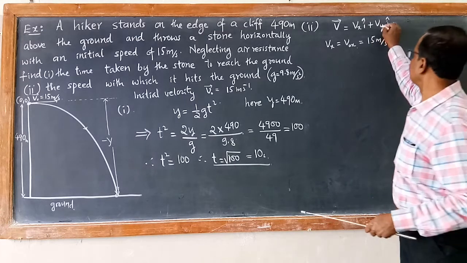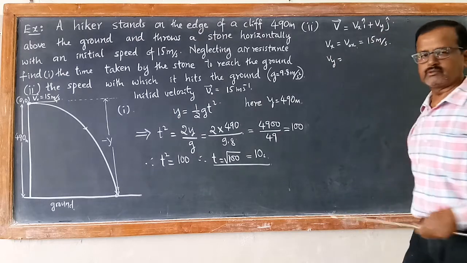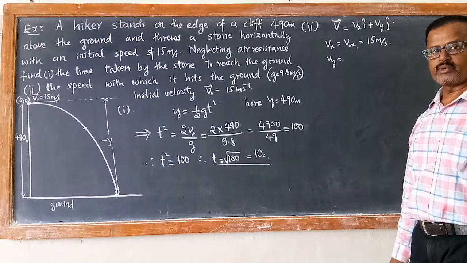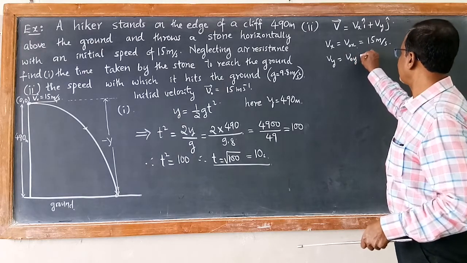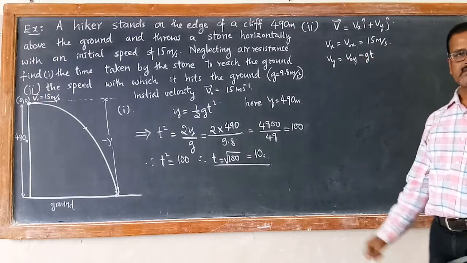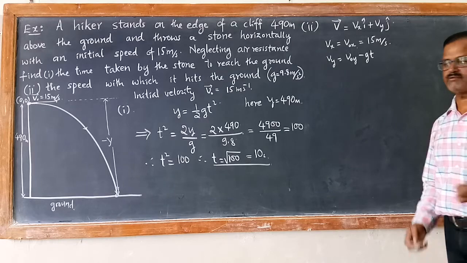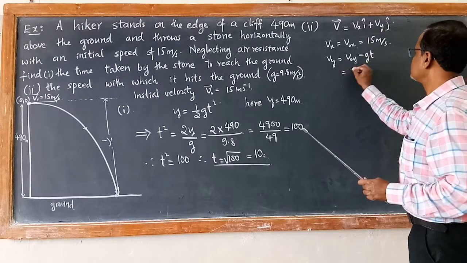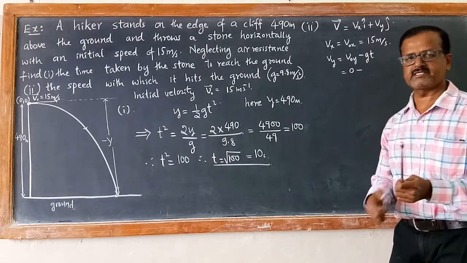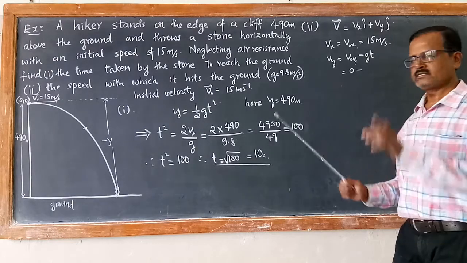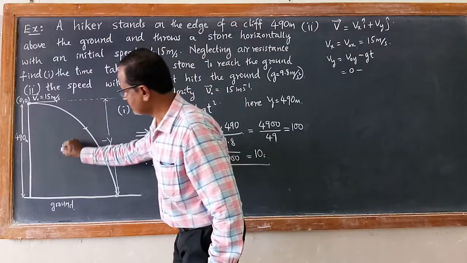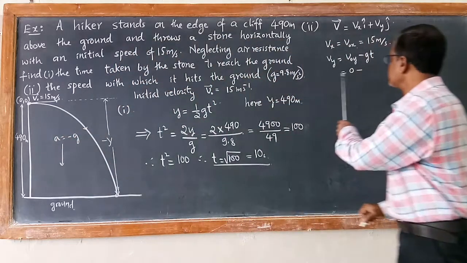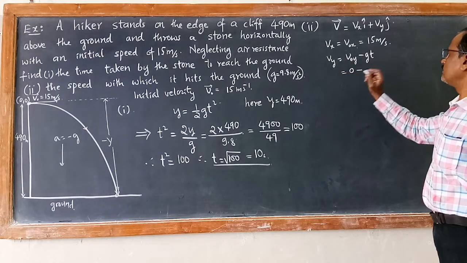Then find out Vy. Using first equation, v equal to u plus at, Vy equal to V naught y minus gt, where V naught y is the initial y component of velocity, which is 0. So this becomes 0 minus gt. Why is it minus gt? I have told already, acceleration here is acceleration due to gravity, that is always vertically downwards. So acceleration is minus g. Therefore Vy equal to minus gt.